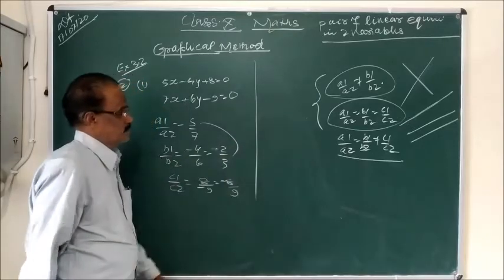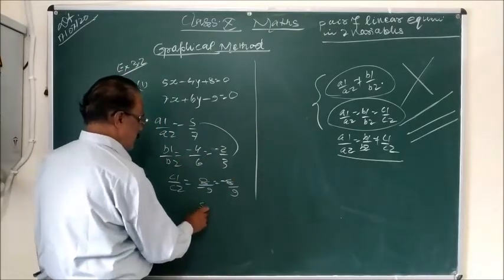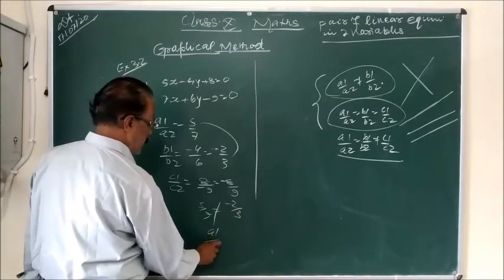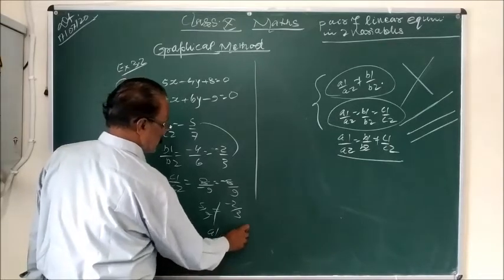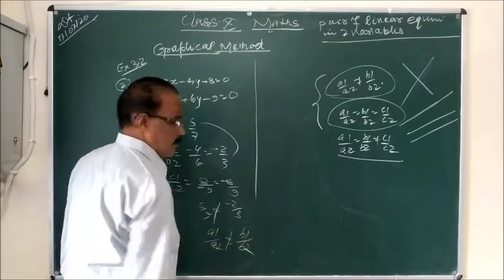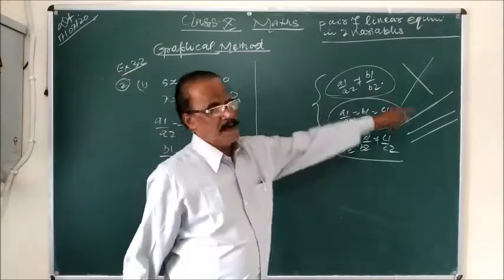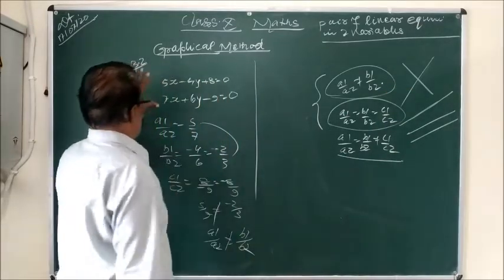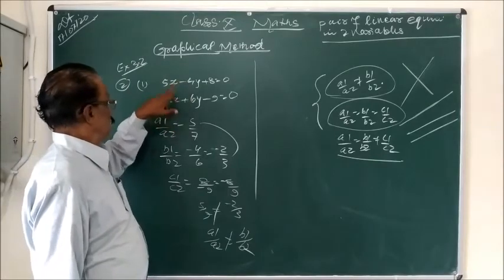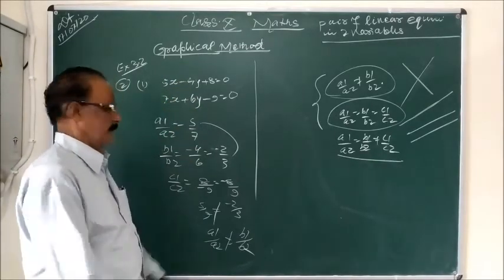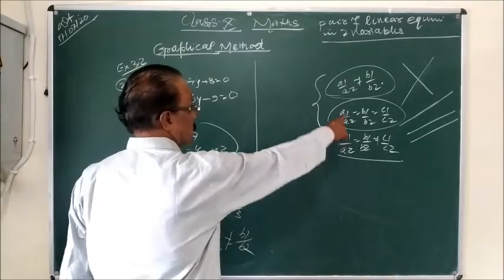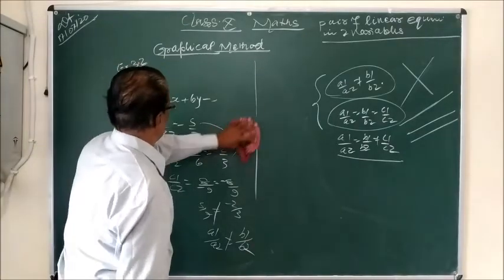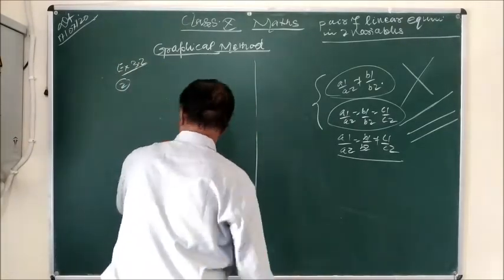Now you see what condition? The first condition: 5 by 7 is not equal to minus 2 by 3. Therefore, a1 by a2 is not equal to b1 by b2. Now can you guess which kind of lines you will get on the graph paper? You will get intersecting lines. They will intersect at a point. Understand? So you compare a1 by a2, b1 by b2 by simplifying the values given in the equation, and you can easily find out whether the lines will be intersecting or parallel, or the equations consistent or inconsistent.